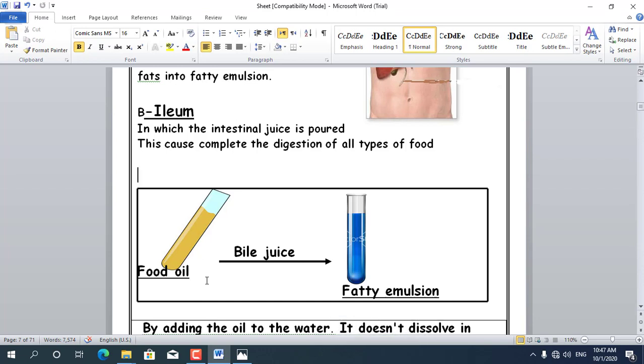طيب لو جه قال لي mention the function of small intestine in digestion: number 1 completing the digestion of different types of food, number 2 absorption of the digested food.